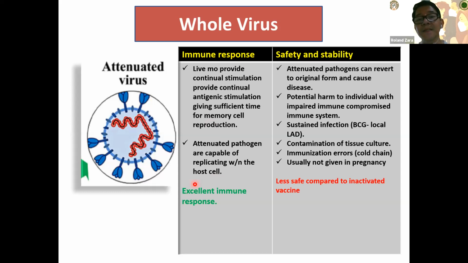But your attenuated vaccine may revert to its original form. Okay, so pwedeng mabuhay at can cause disease. That's why it should not be given to immunocompromised individuals. There is a sustained infection like localized ABC, contamination of tissue culture, immunization error, and it is usually not given in pregnancies.